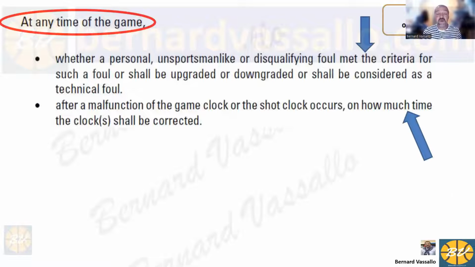As well, should the game clock or the 24-second clock have any malfunction or not be working properly, the referees could review the play to check how much time to put either on the game clock or on the shot clock, or even both accordingly.